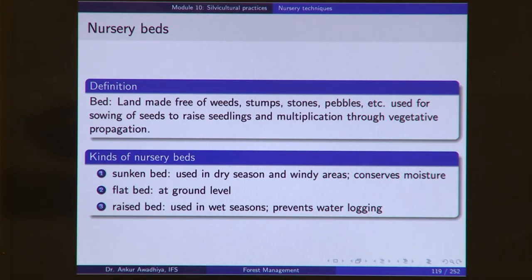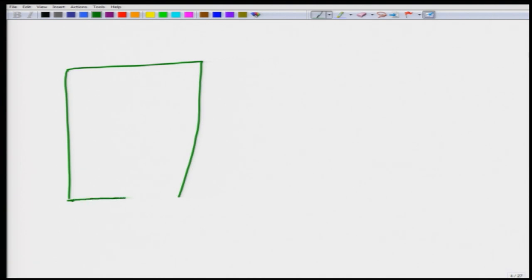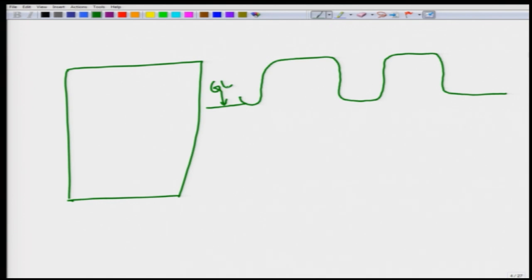And there are three different kinds of beds. We can have a sunken bed, a flat bed or a raised bed. If you take a piece of land, remove all the pebbles, stones, stumps and so on, and prepare it to raise your seedlings, then this will be called a bed. If you look at them from the side, you can have a bed like this. So this is the ground level. You can have a bed that is a raised bed, and here you have channels. Or you can have a bed that is a sunken bed.